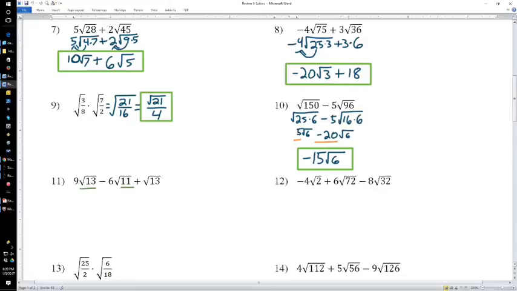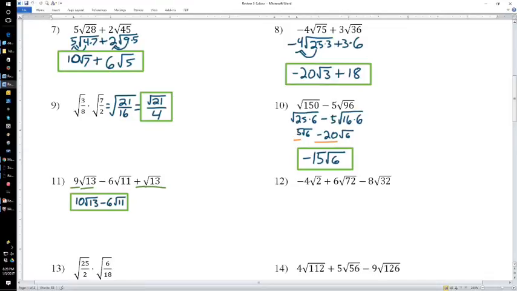13 and 11 are all prime, so we can just combine terms. But these are the same, so we're going to combine those. 9 plus 1 is 10, so in this case it's 10 on the square root of 13. And the 6 times the square root of 11 just drags along behind. Hangs out for the party, and that's it.